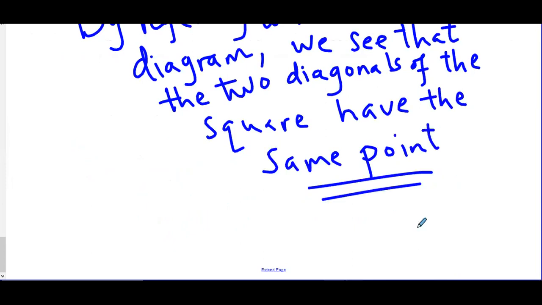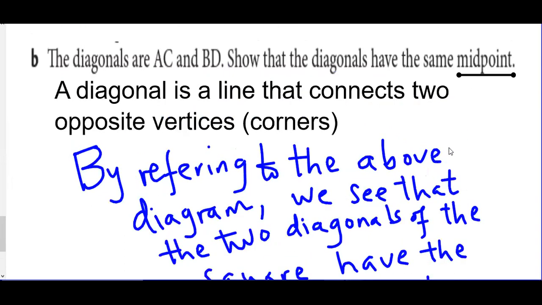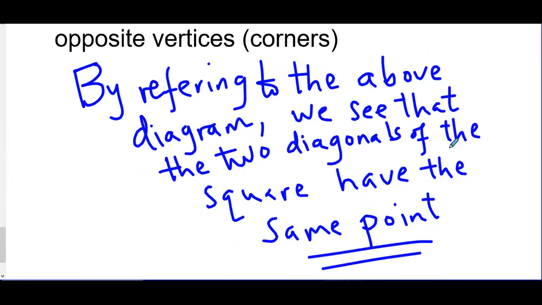I'm sorry that this video was too long, but it depends, because I was trying to explain in depth how to find the midpoint.